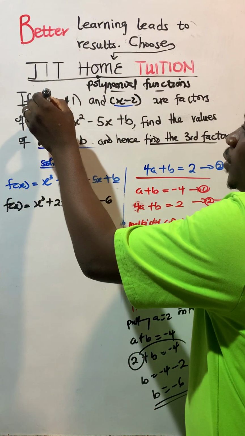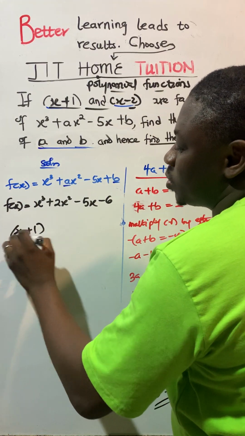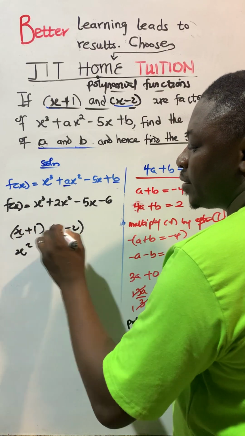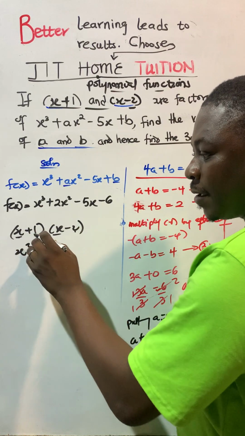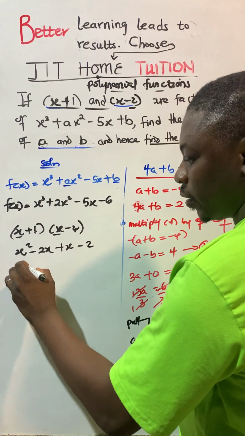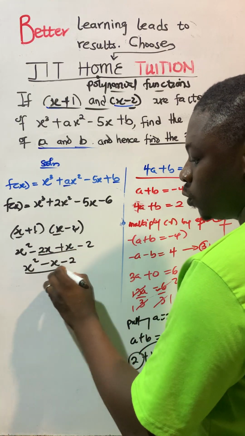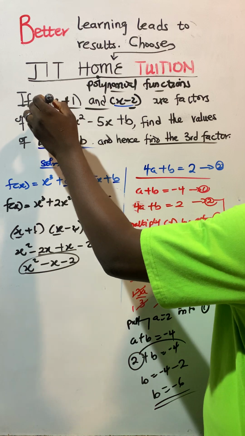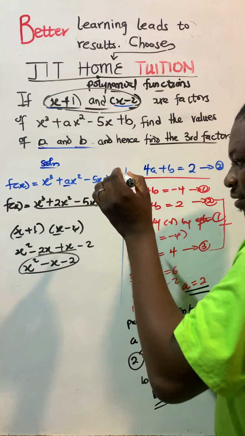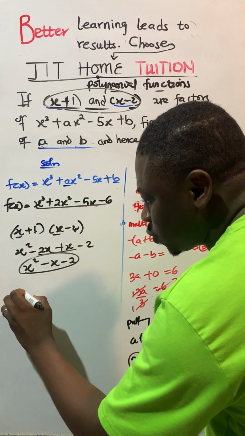So what you can do is to multiply these two, which is x plus 1 multiplying x minus 2. This times this, what do you have? x squared. This times this gives negative 2x. This times this is x. This times that is negative 2. When you add them, that will give you x squared minus x minus 2. So we have multiplied these two, and that is what we are going to use to divide this, so that it will give us the third factor.